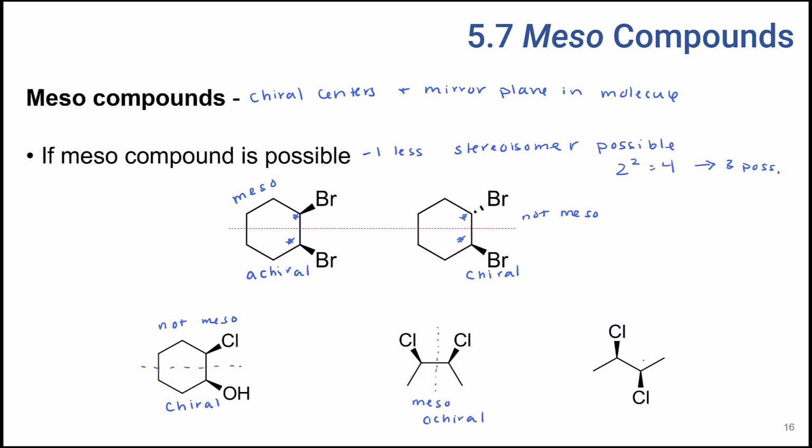And in this one, it kind of looks like it mirrors the half the way that it's drawn, but if I rotated the second carbon so that the chlorines match up, so I'm going to rotate the bond here, the chlorine would become dashed. So this one is not meso, and it's chiral.